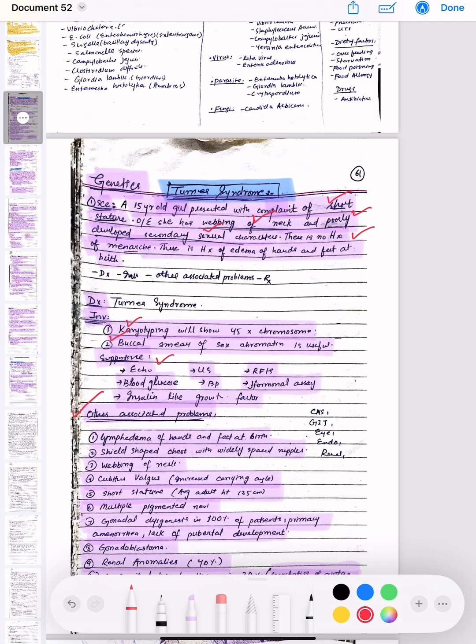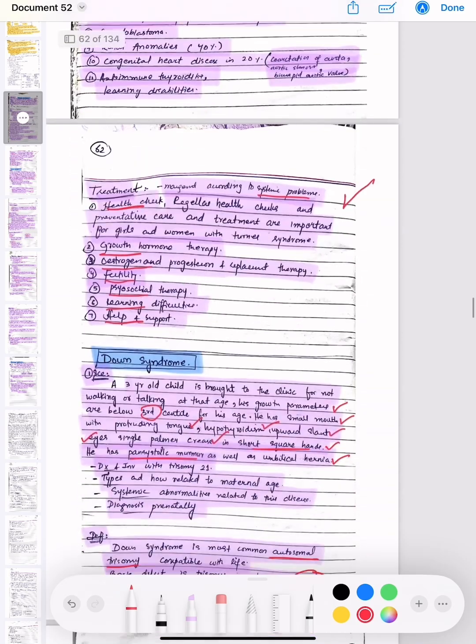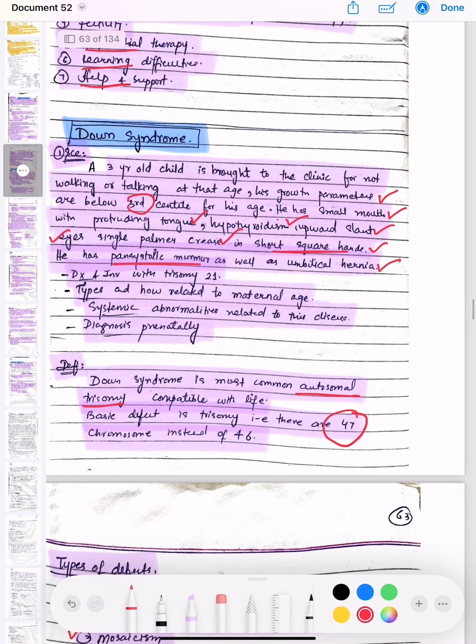So we have discussed the three syndromes, that is Turner syndrome, Klinefelter syndrome, and Down syndrome, which are genetic problems. In Turner syndrome, the abnormalities are short stature, webbing of the neck, and poorly developed secondary sexual characters in the female. In Down syndrome, there are decreased growth parameters, hypothyroidism, slanting eyes, a single palmar crease, and short square hands.